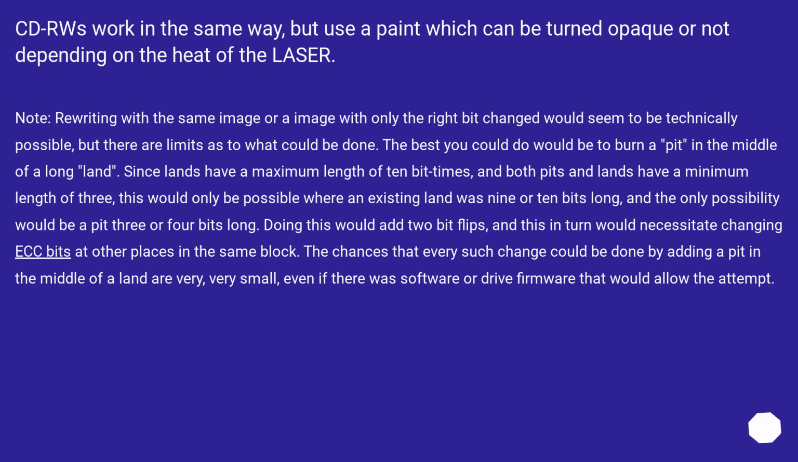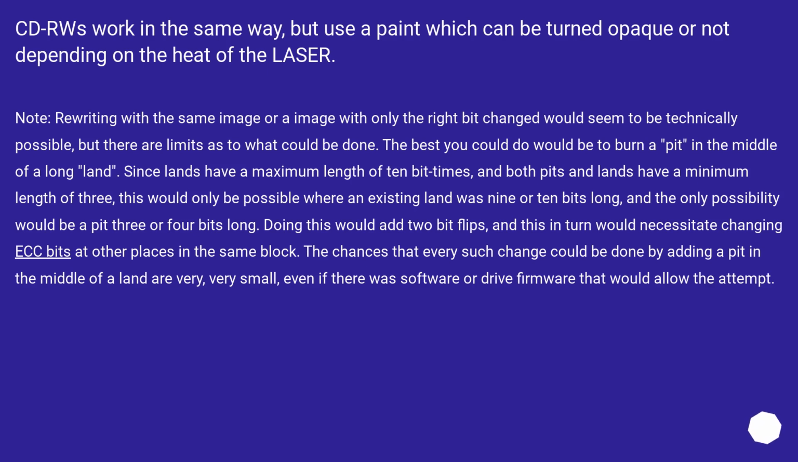CDRWs work in the same way, but use a paint which can be turned opaque or not depending on the heat of the laser. Note, rewriting with the same image or an image with only the right bit changed would seem to be technically possible, but there are limits as to what could be done. The best you could do would be to burn a pit in the middle of a long land.